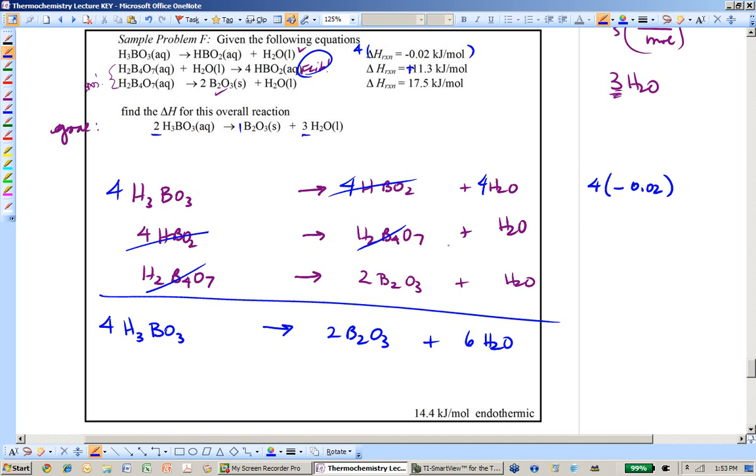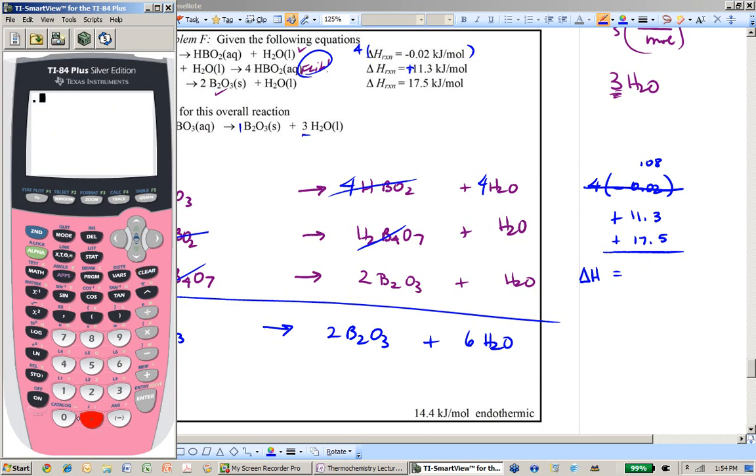It's all in kilojoules per mole. I'm not going to sweat the units at this moment. This one stayed the same in terms of quantity, but it was flipped, so it becomes a positive 11.3. And then what's this one? Did I do anything to it? Nope, left it just like it was, so it's still a positive 17.5. So you add that up, and that's the delta H so far. So isn't 4 times 0.02 0.08? So add all of that up.